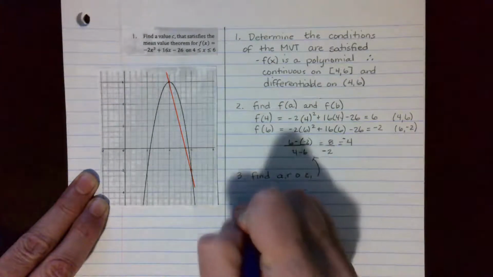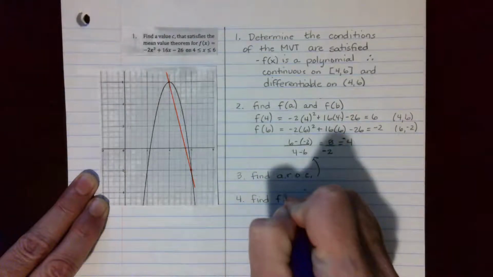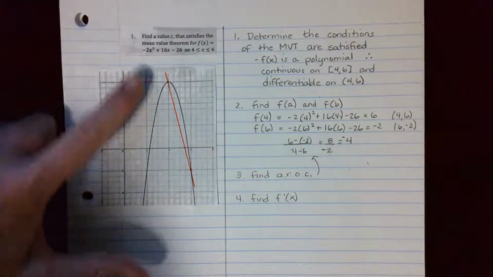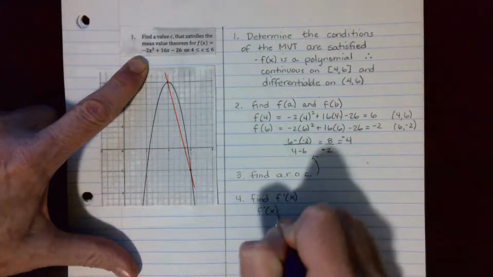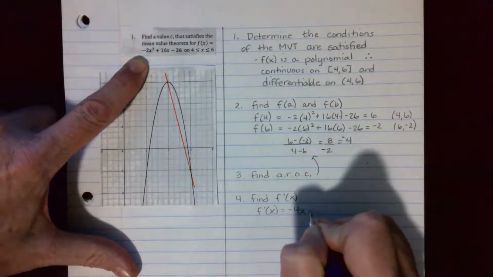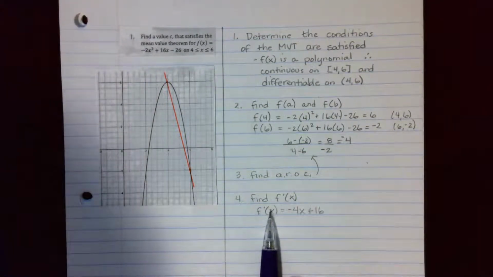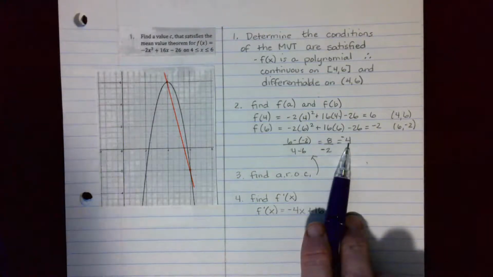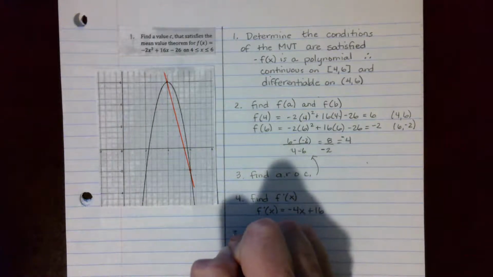Okay, the fourth thing we're going to do is find f prime of x. So we can just look at our original function right up here, and f prime of x is -4x plus 16. Okay, so there is some number in here that makes this equal to -4. Okay, so I got to figure that out. So that's what step 5 is.